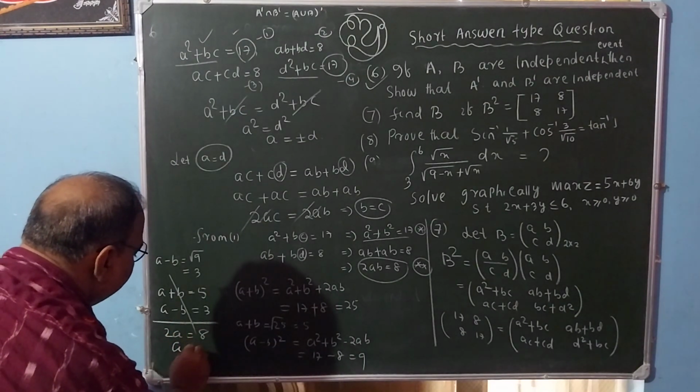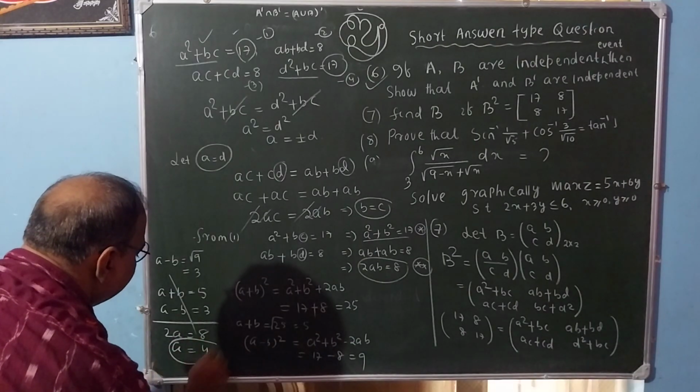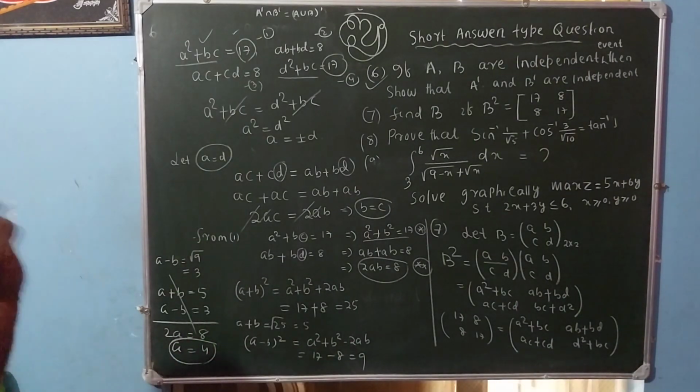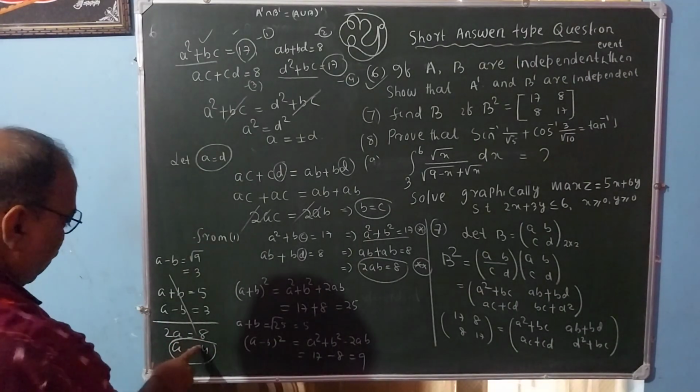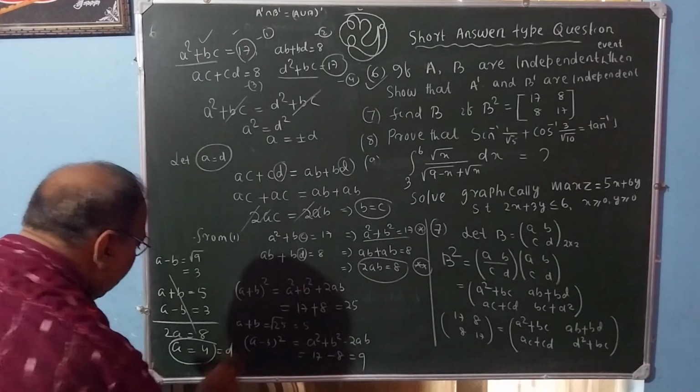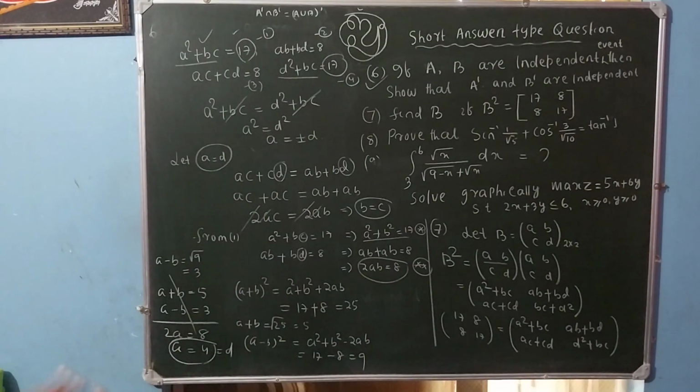So A is coming out 4. The value of A is coming out 4. A is equal to D. So when A is equal to 4, D must be equal to 4.